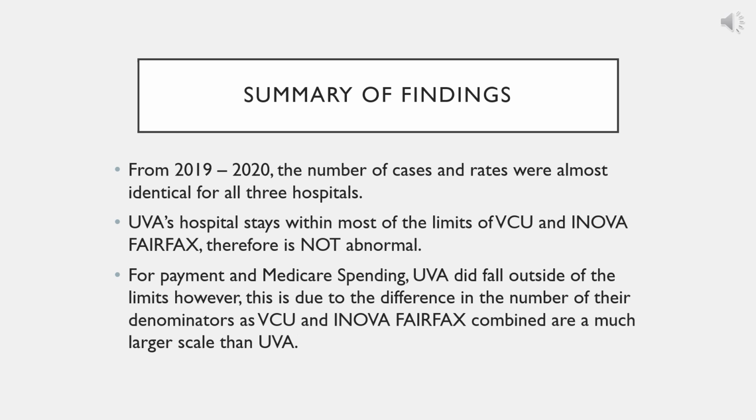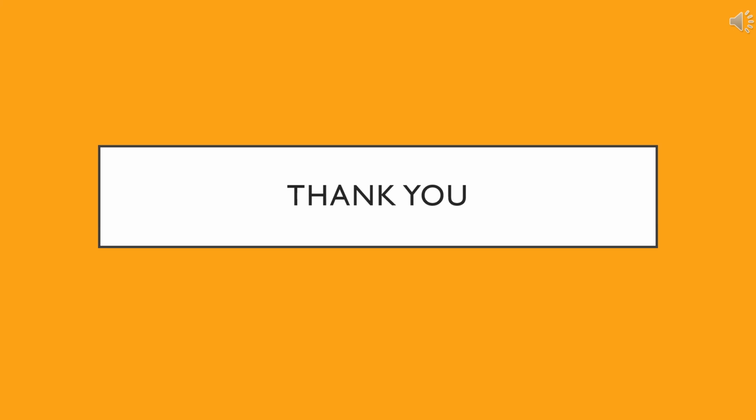There is nothing showing that they're doing exceptionally better or worse than their competitors. However, for payment and Medicare spending, UVA did fall outside of the limits, but this is usually due to a difference in the number of their denominators, because VCU and Fairfax Inova combined are just such a larger scale than UVA. And that was my presentation.